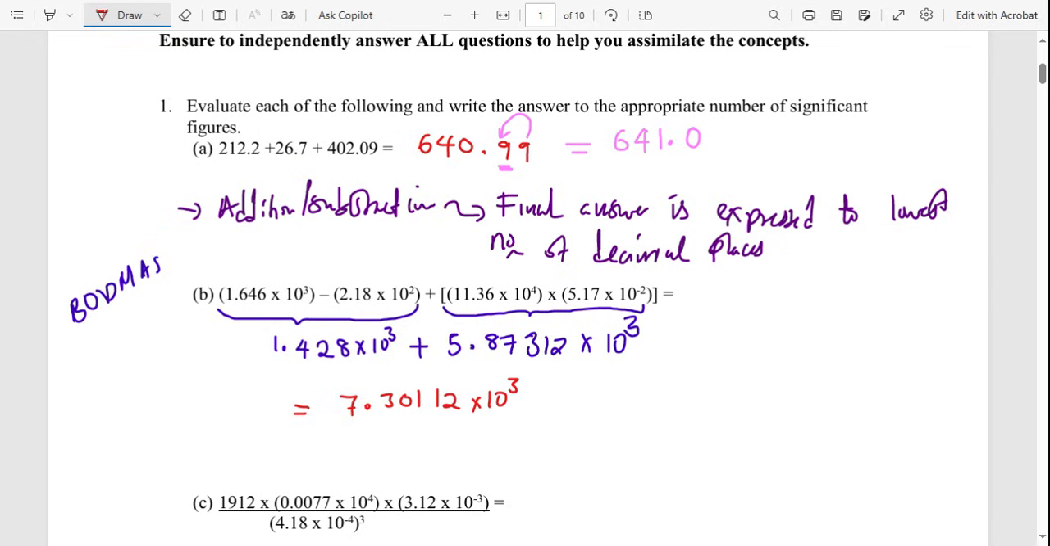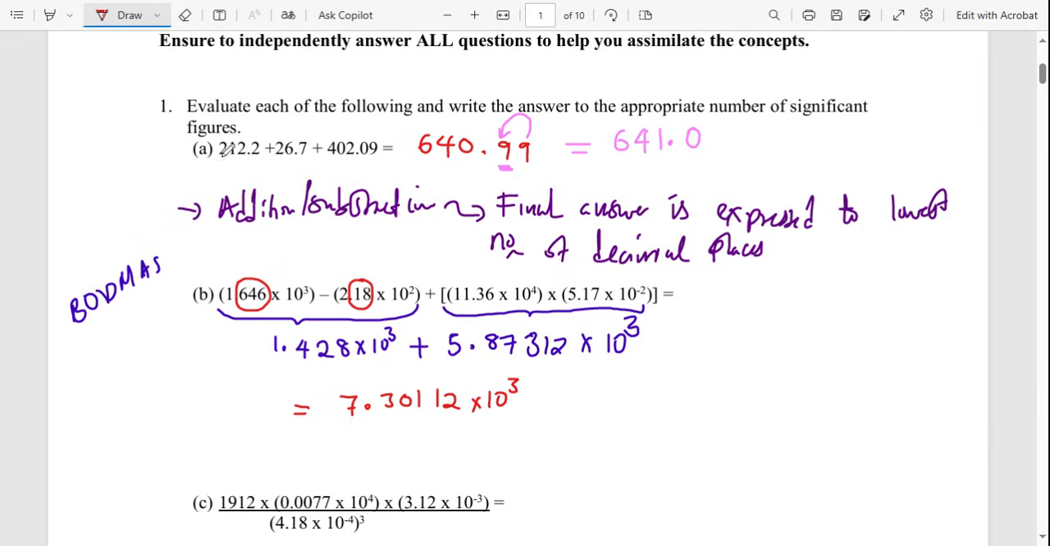So what is the rule again? Remember, we are also adding and subtracting, so the same rule applies. Okay, apply the rule as on top. So we just need to look at our numbers, this was 3 decimal places, 2 decimal places.